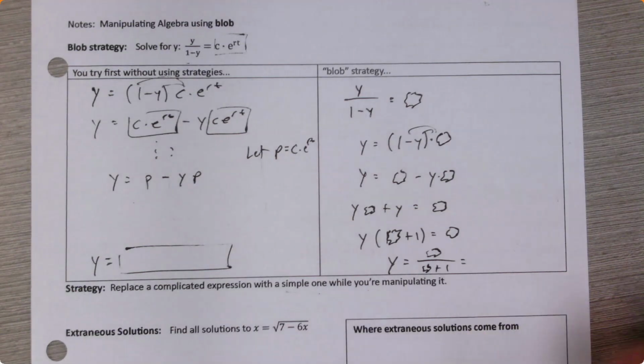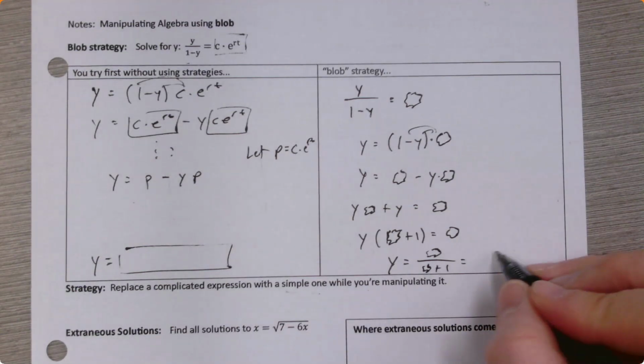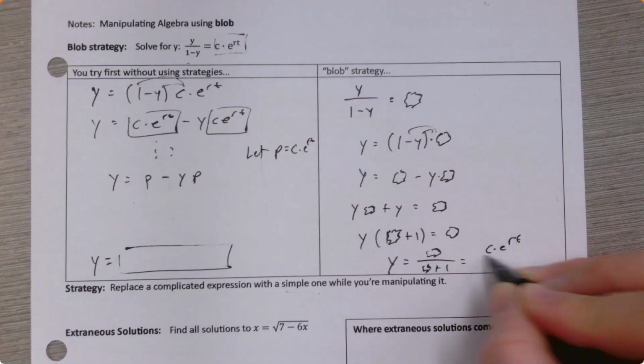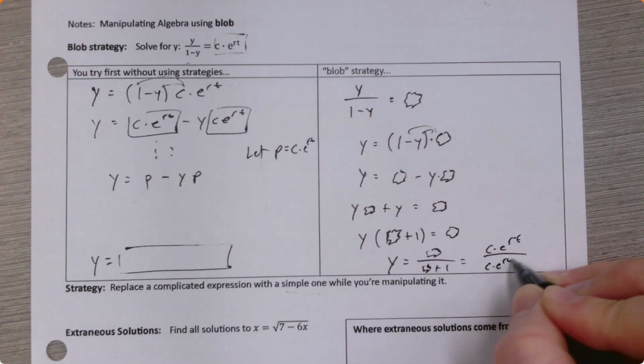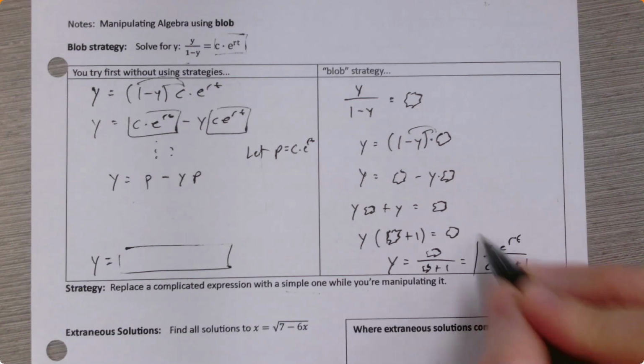And now we can substitute back in for blob. So y equals c times e to the rt over c times e to the rt plus 1. And that's a great solution.